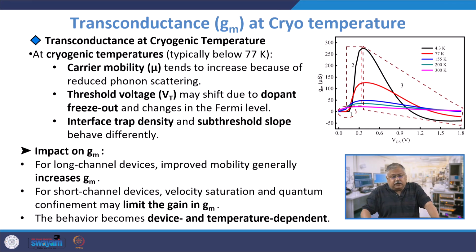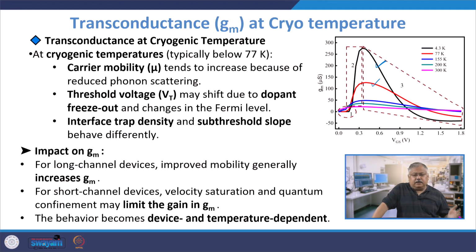Let us look at the transconductance at cryogenic temperature, which is typically below 77 Kelvin, which means we will be looking at the red graph and this black graph here. Here the carrier mobility tends to increase, as we have already discussed. Because of reduced phonon scattering, the carrier mobility increases, which makes your rate of change of current higher, and therefore GM higher. Further, there is also a threshold voltage shift due to dopant freeze out, and a change in the Fermi level, which results in that.